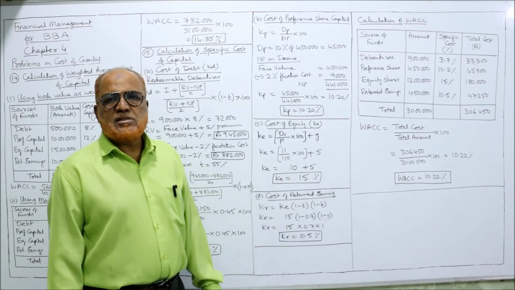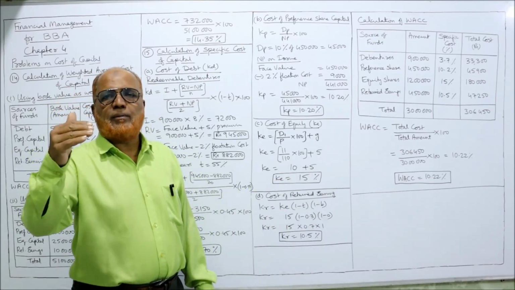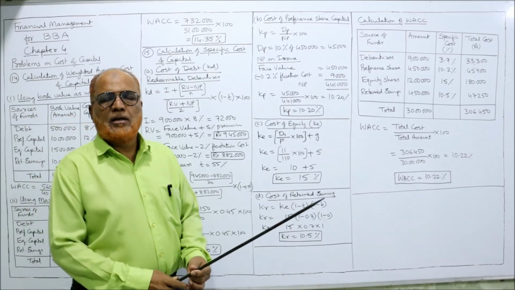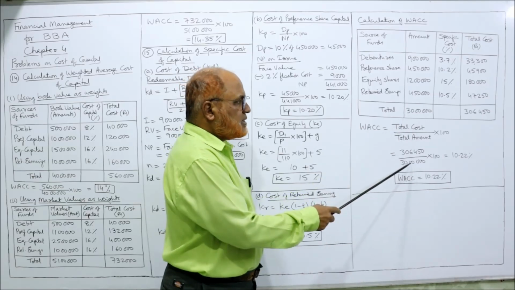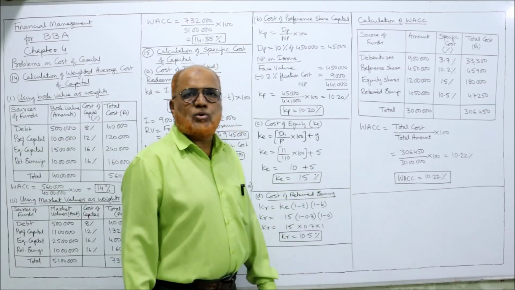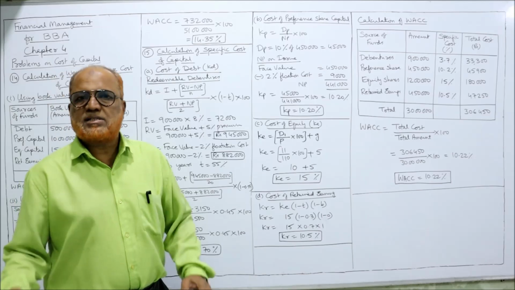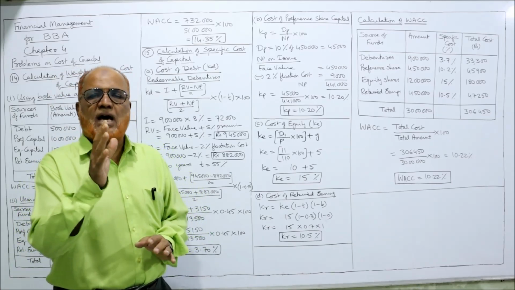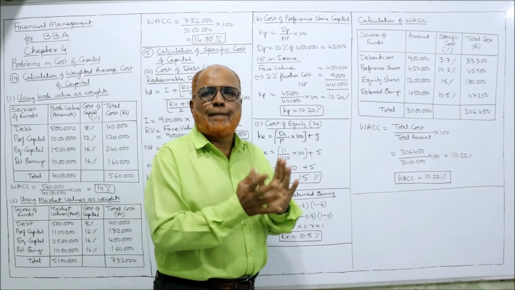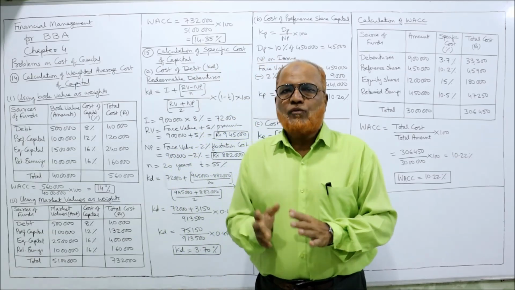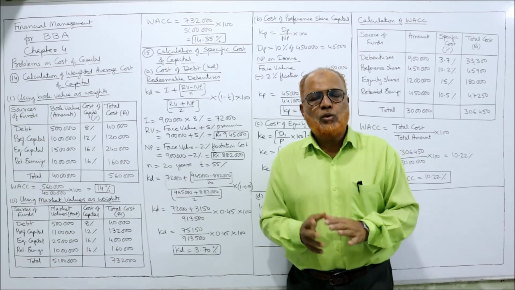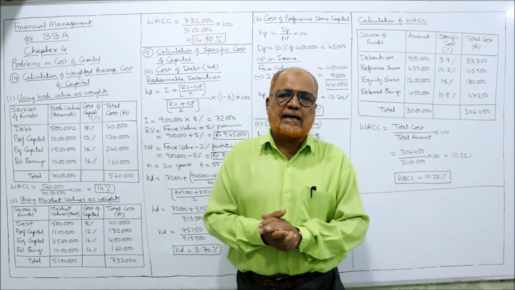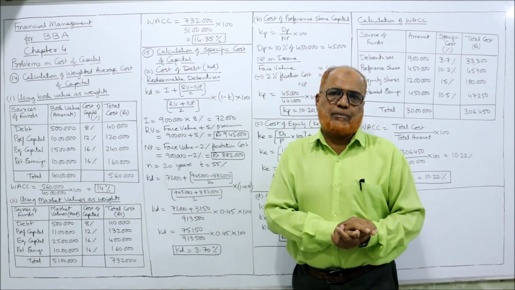So WACC is equal to total cost divided by total amount into 100. Total cost is 3,06,450, total amount is 30 lakh, into 100, which is 10.22%. So this 10.22% is the weighted average cost of capital. That's all. So we have done a total of 15 problems on cost of capital. Hope you understood the complete technique of how to compute the cost of capital.